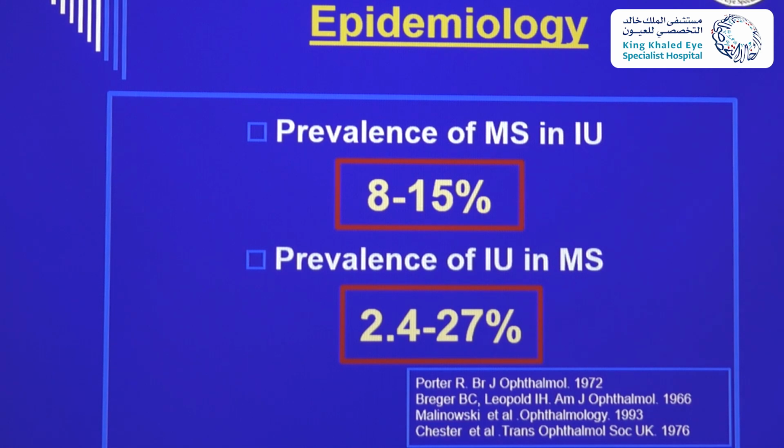So if you have a patient with multiple sclerosis, we could expect that 30% of the patients might have intermediate uveitis. In a patient with multiple sclerosis, almost 15% of the patients might have intermediate uveitis.